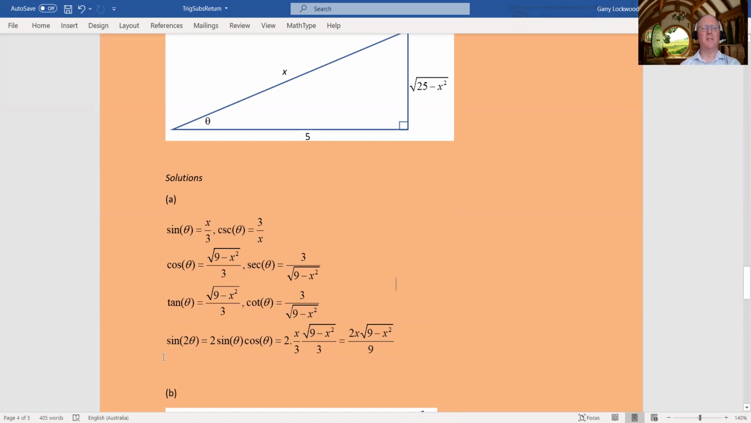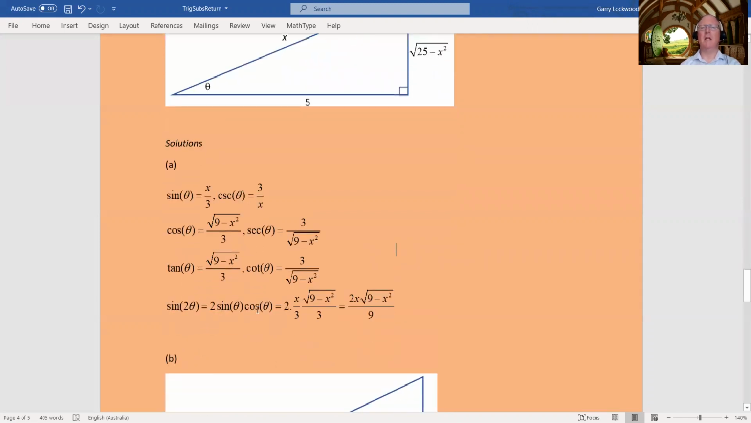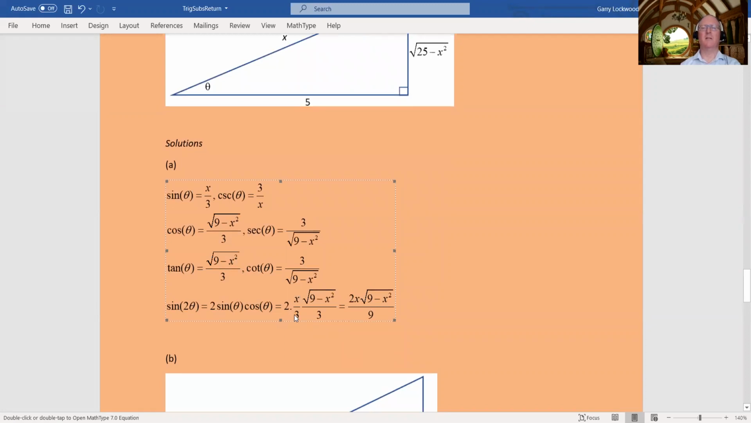Here's an interesting one. Sine 2 theta. There is a trig identity which says that the sine of 2 theta is 2 sine theta cos theta. If you look at any one of these triangles, there's nothing here about an angle 2 theta. So we really need this identity, 2 sine theta cos theta, because I can figure out sine theta from one of these, and I can figure out cos theta. There's the sine theta, and there's the cos theta, and when I multiply those together, I get this.